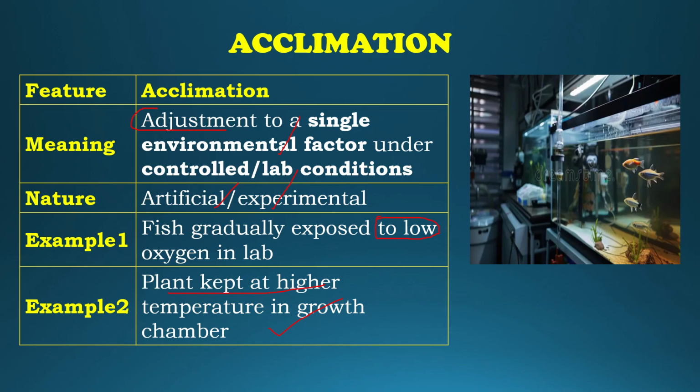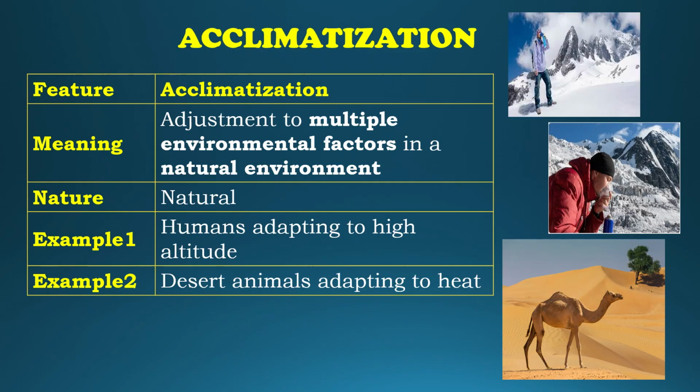Let us move to acclimatization. Acclimation involved one stressor, whereas in acclimatization multiple environmental factors are involved in the change or physiological adaptation in a natural environment, and it occurs under natural conditions. Examples are humans adapting to high altitudes or desert animals adapting to increased temperature. So this is occurring due to natural phenomena.